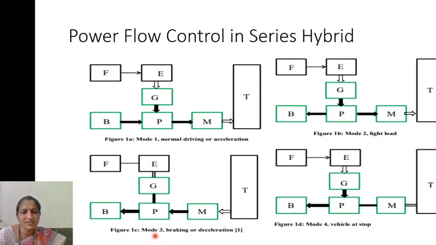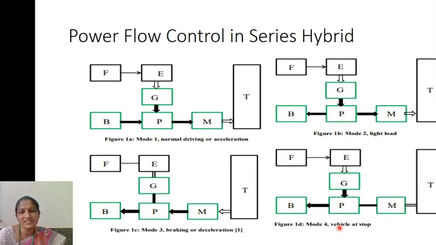And the third mode is braking or deceleration. During deceleration, there is no need for the motor to drive the vehicle. When you press the brakes, mechanical energy is available from the transmission. Now the motor acts as a generator, taking the mechanical energy as input and providing electrical energy as output to the power controller. From the power controller, it is given to the battery to store the electric energy. So this is the regenerative brake.